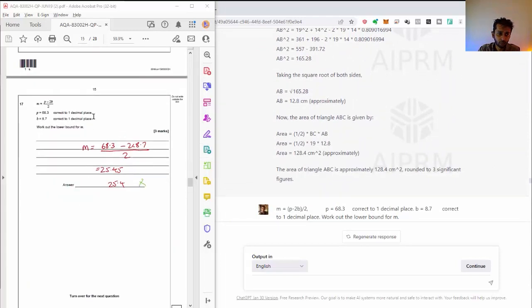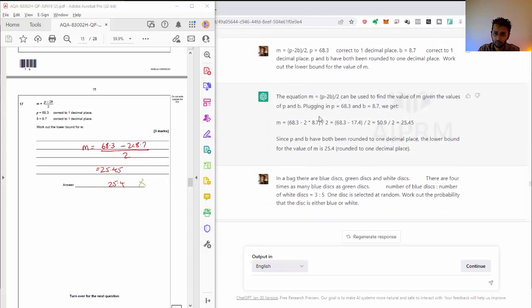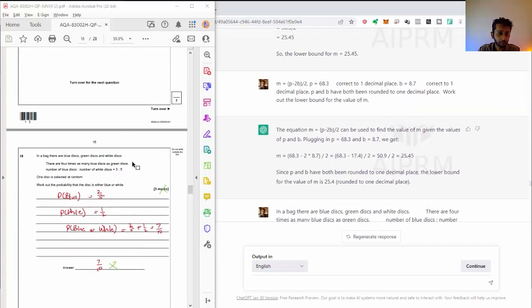Number 17 was rearranging formula as well as upper and lower bounds. But it just did the rearranging formula and substitution. It didn't take into account that these were rounded to 1 decimal place. All it did was round the final answer down to 1 decimal place and worked out the lower bound of that. So it wasn't right, so no marks for number 17.